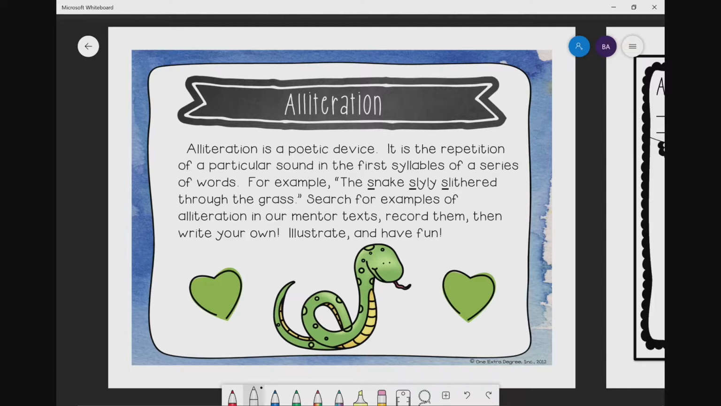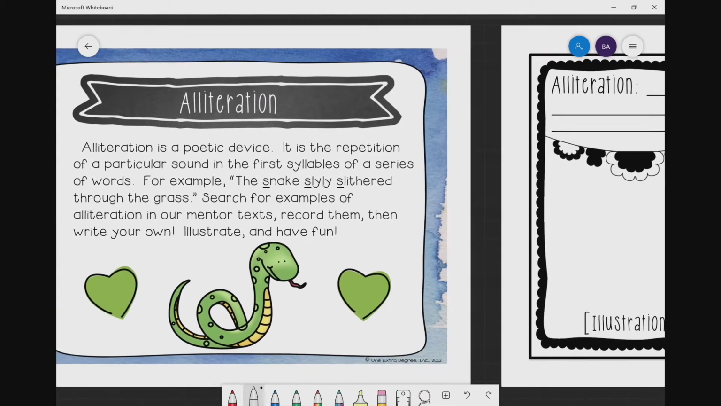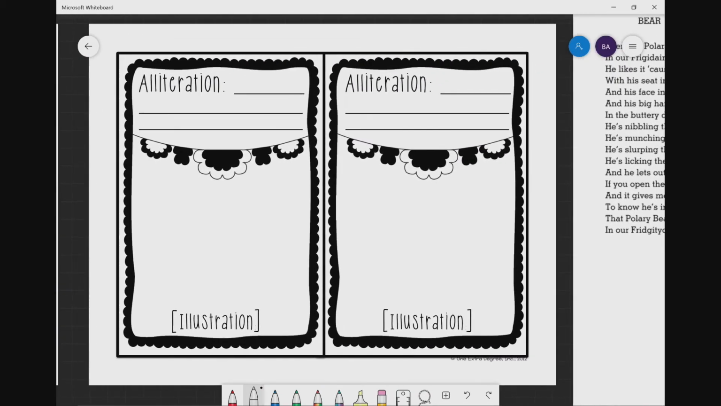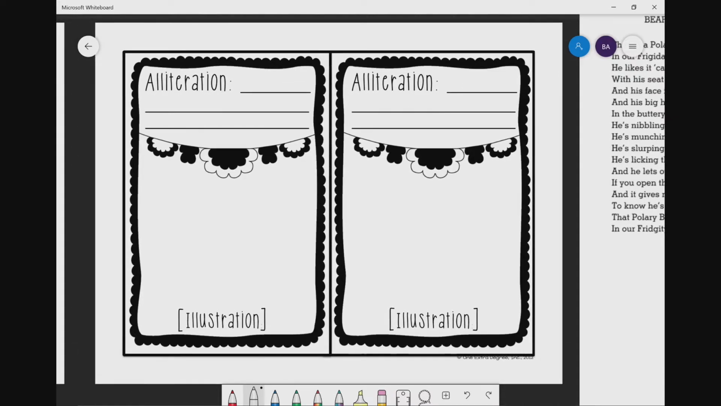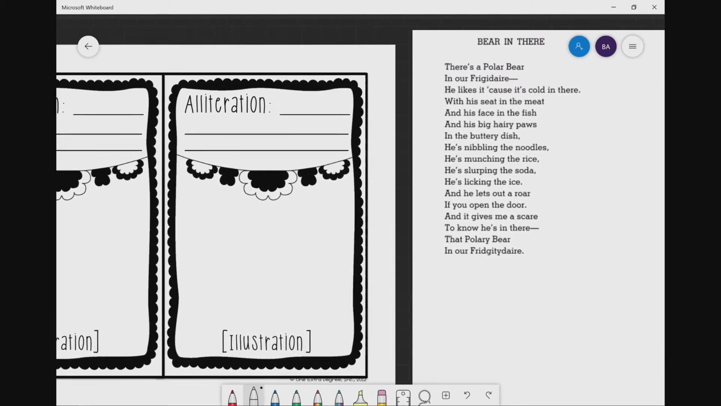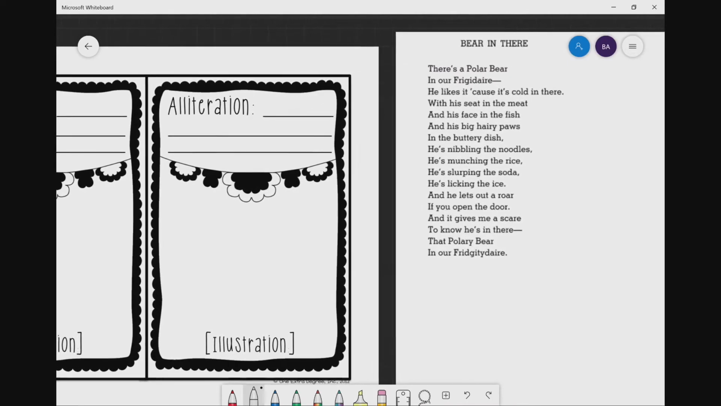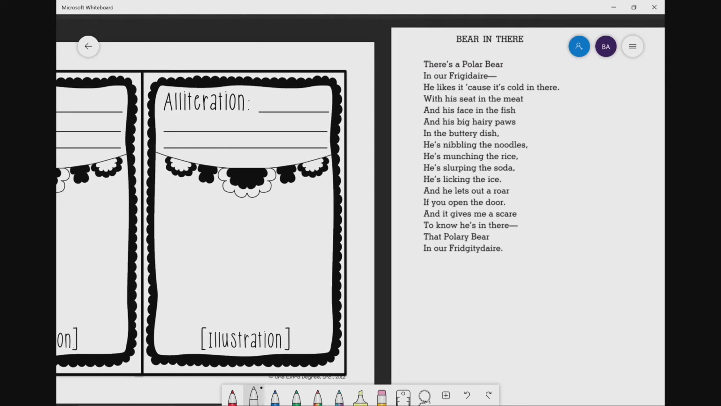And your job is going to be to search for examples of alliteration in our mentor text, record them, then write your own and illustrate. I'm not going to make you write your own quite yet. We can practice that another time. So what I am going to get you to do though is you're going to find two alliterations from your poem, whichever poem that you choose from this week's poems, and you are going to illustrate them. So we'll do this one together. I'll read it over with you guys, and then I'll give you an example.